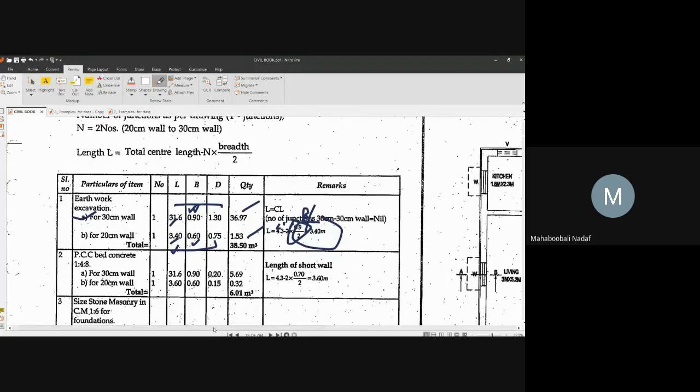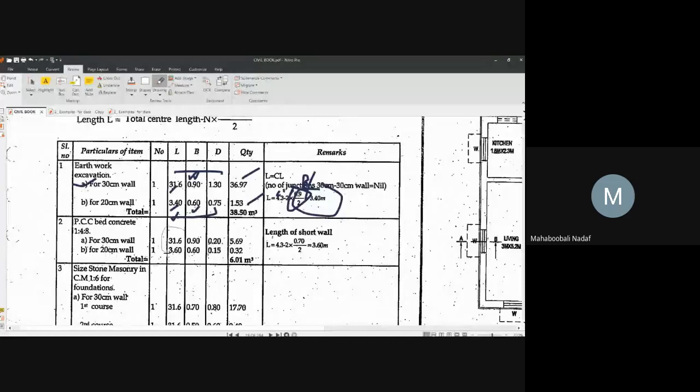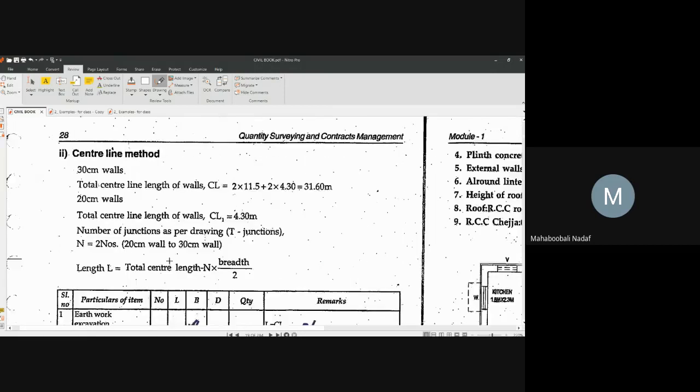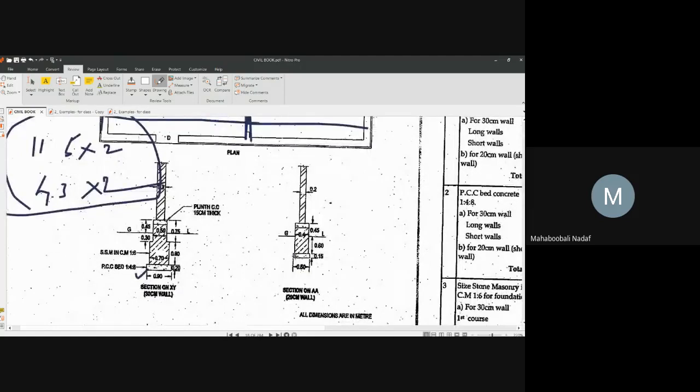Similarly for PCC. Why is 0.7 there here? The width of PCC they have written 0.9, and the width of PCC in the 20 centimeter wall they have written 0.6. But they have deducted 0.7 by 2 here. Why? Because at this depth of PCC, what is the width of this wall?